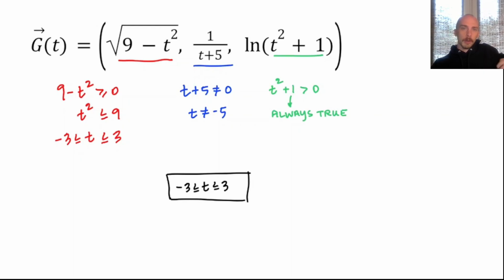For the one in the middle, the underlined blue, it's a fraction. The denominator can't equal 0, so t can't equal negative 5. And for the third component, the natural log of t squared plus 1, I need to make sure that argument, t squared plus 1, is a positive number, but t squared plus 1 is always positive, so this is always true. So I look at these critically and think, if t is between negative 3 and 3 and also not equal to negative 5, well, that negative 5 isn't really relevant. Then I just say that t is going to need to be between negative 3 and 3.